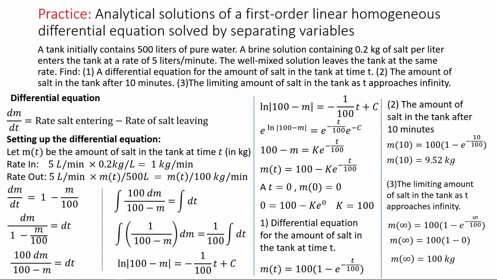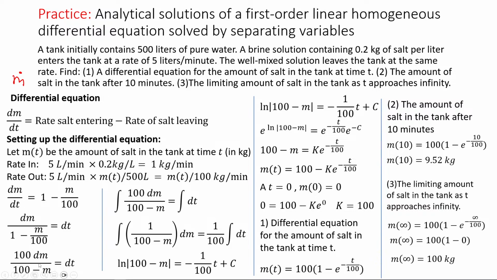We also learned in this lesson how to use laws of conservation to formulate a differential equation. The analytical solution of a first-order linear homogeneous differential equation is solved by separation of variables. You read the problem and then formulate your differential equation: the change of m over t, that's m dot, is the rate of salt entering minus the rate of salt leaving. So you can read this problem and formulate it until you get something that looks like this.